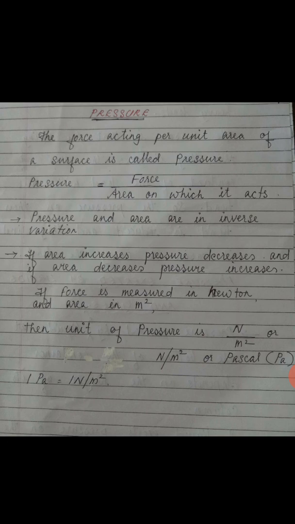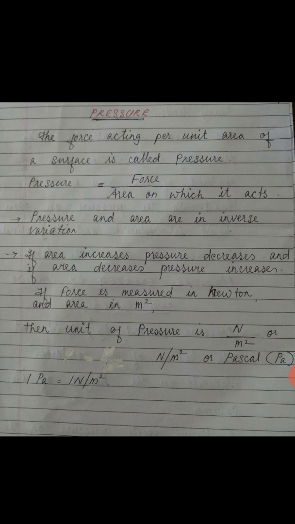Then how can you find out pressure? Pressure is equal to force upon the area on which the force acts. The formula to find pressure is pressure equals force upon area. Now from this formula it's clear that pressure and area are in inverse variation. That means as you increase the area, the pressure becomes less, and as you decrease the area, the pressure becomes more. That's what is happening in the case of the knife and also the nail. Is that clear?